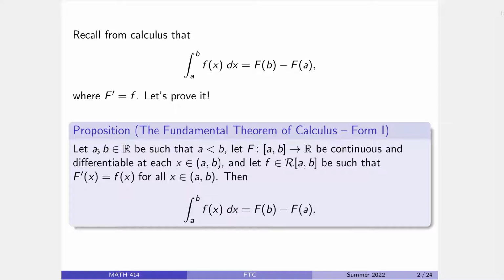So, a non-degenerate interval from A to B, we have a capital F that is continuous, differentiable, note, not necessarily at the endpoints. Ooh. And I've got a Riemann integrable function f so that the derivative of capital F is equal to f of x for all x from A to B. Then, the Riemann integral can be computed by simply doing this.